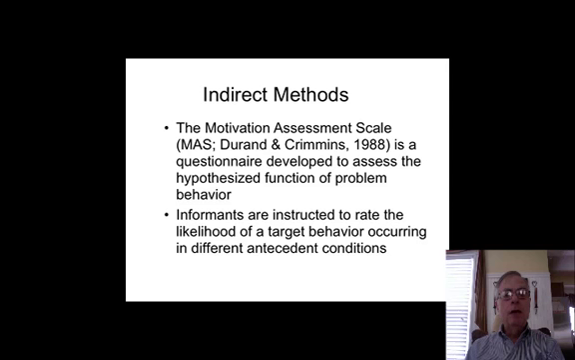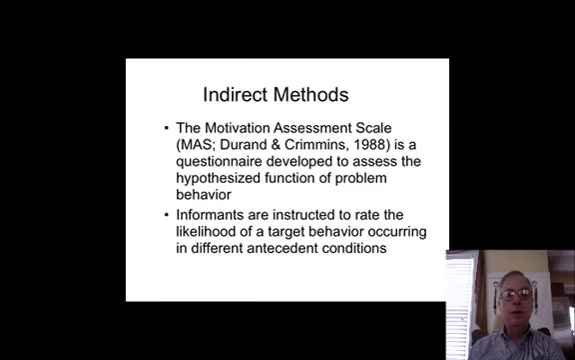Durand and Crimmins' scale is an indirect method. The motivational assessment scale is a questionnaire. It's developed to help establish a hypothesis of the function of the behavior problem. Informants are instructed to rate the likelihood of a target behavior occurring in different antecedent conditions.